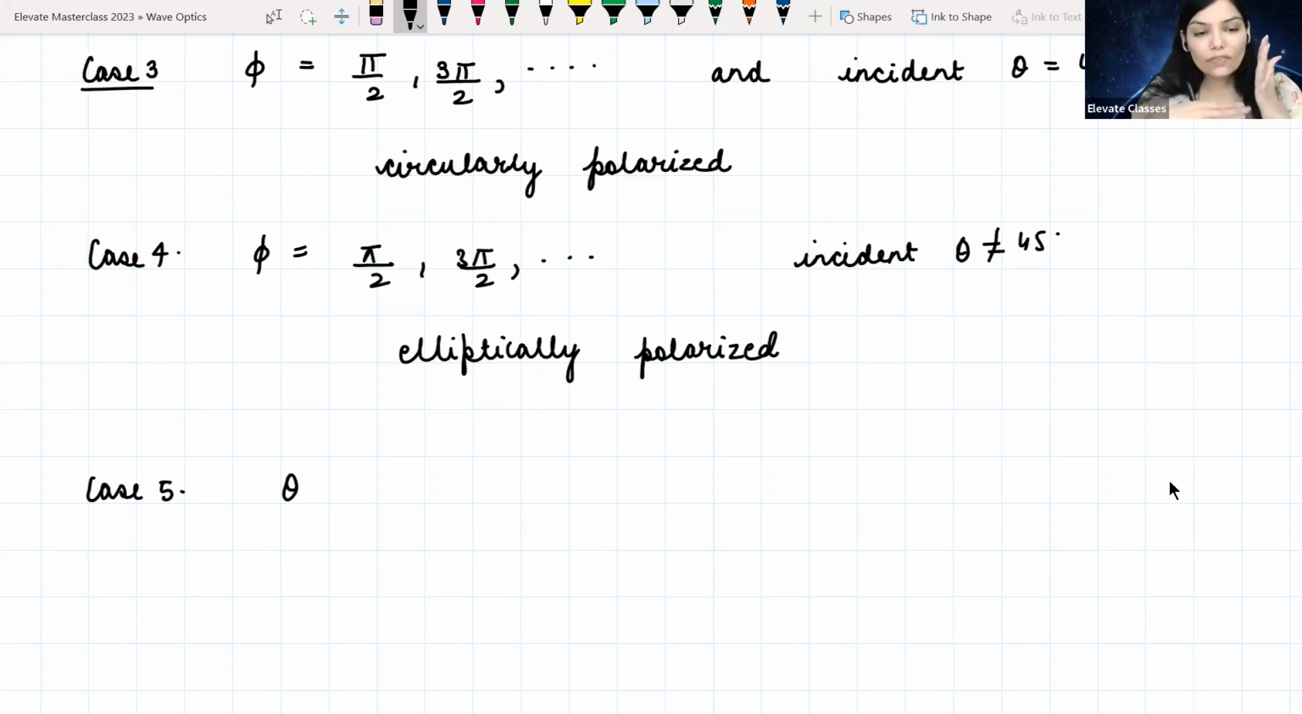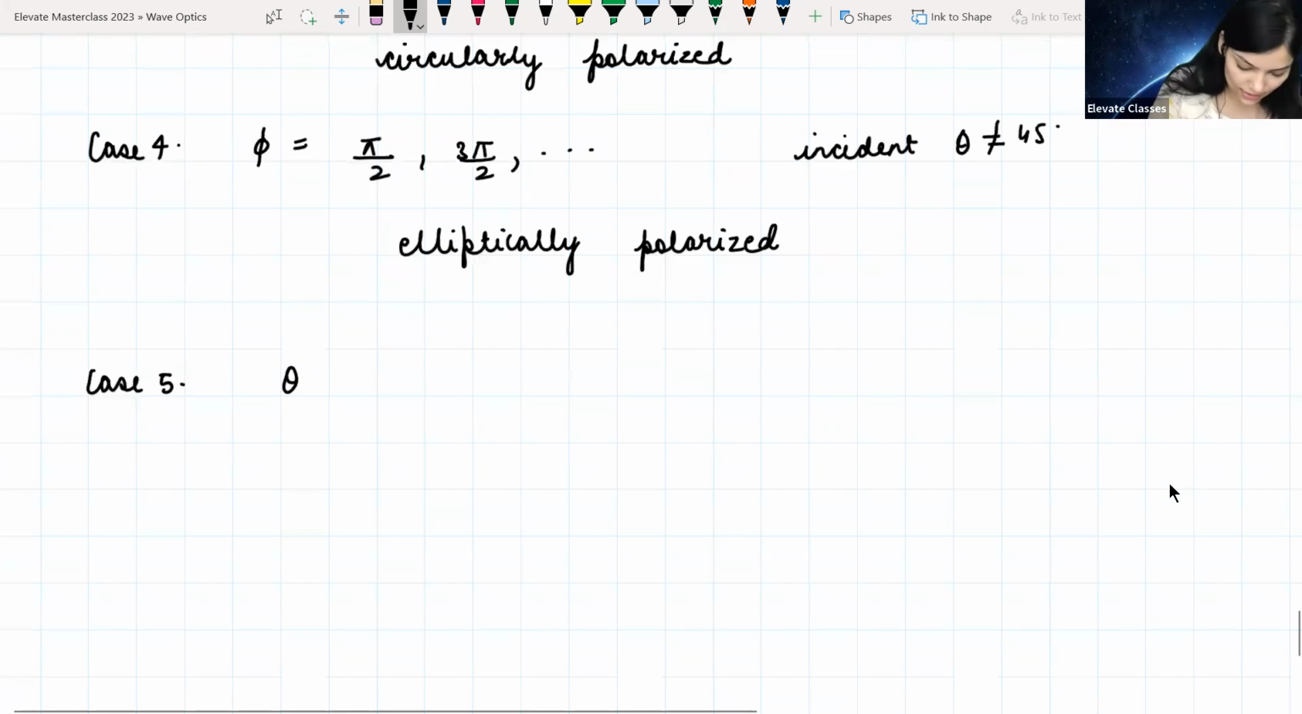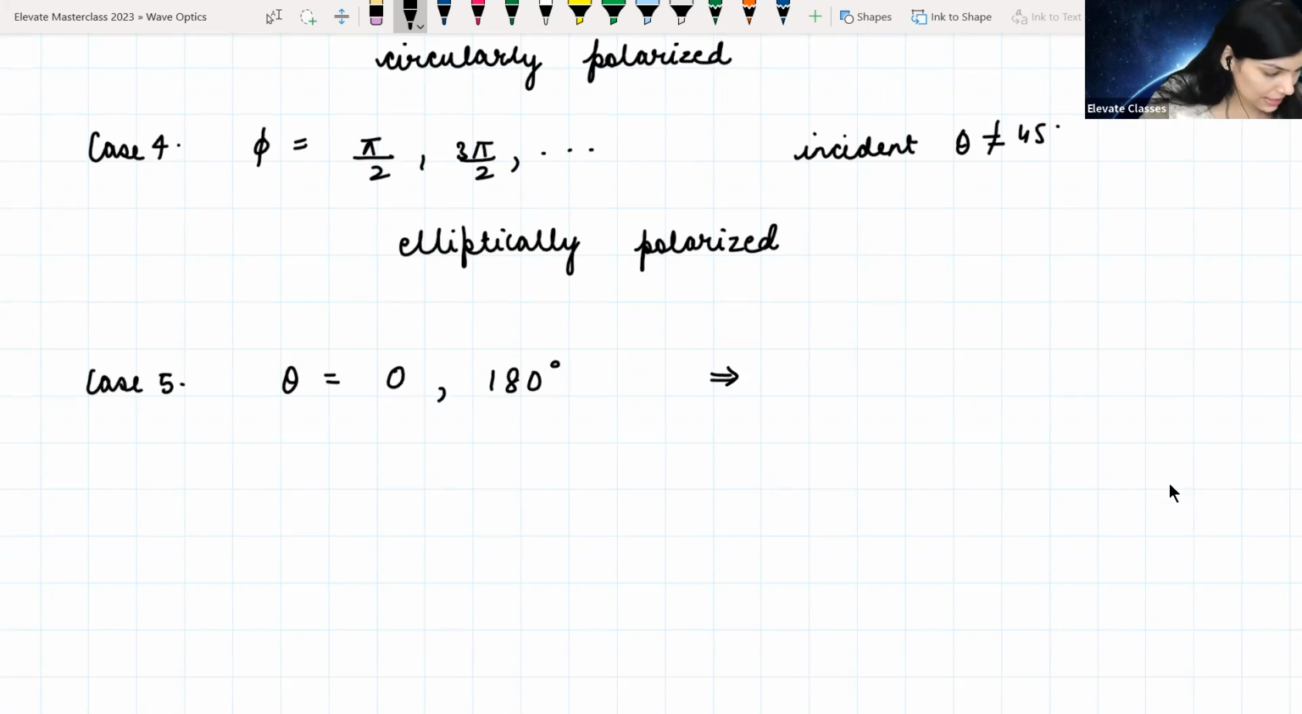Okay. So if this theta, अगर मेरा जो incident light है it is completely parallel to the optic axis, मतलब theta is equal to 0 और 180, तब क्या होगा? या फिर theta is equal to 90 या 270, तब क्या होगा? ठीक है, so these are the 2 other cases we have to study. So if theta is equal to 0 या फिर 180 degree, so what this means is that E is actually parallel to optic axis.